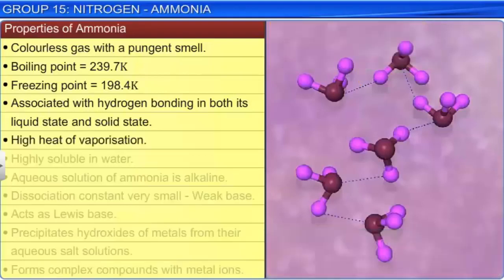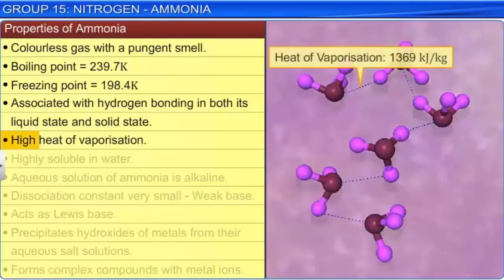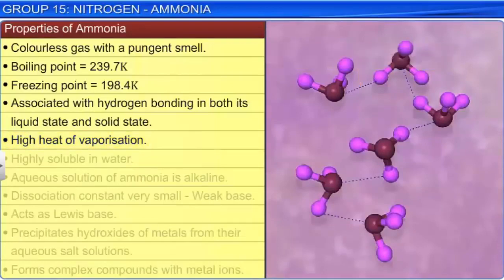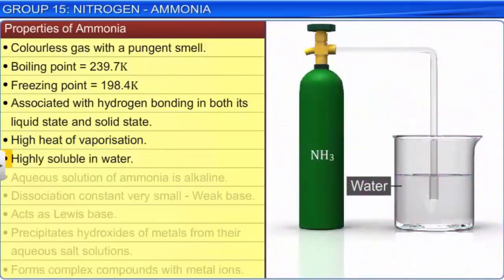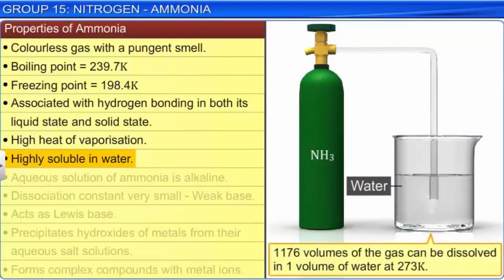Note that liquid ammonia has high heat of vaporization. For the same reason, ammonia is highly soluble in water. Can you think of this? 1,176 volumes of the gas can be dissolved in 1 volume of water at 273 Kelvin.